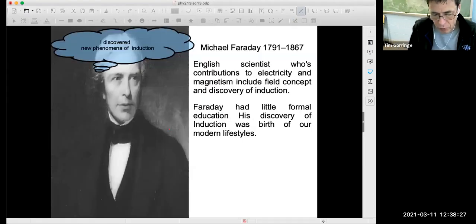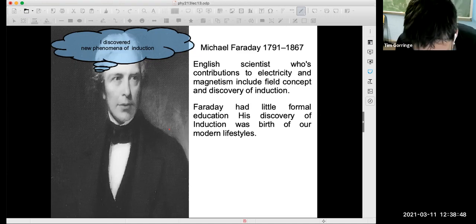Okay, so I just wanted to mention a shout out to two of the heroes of induction. One of them is Michael Faraday. I love this guy. And another one is an American scientist called Henry. So let me just mention these two scientists.